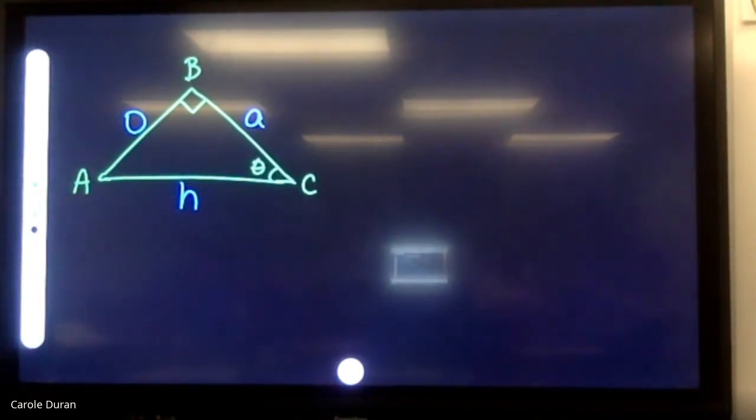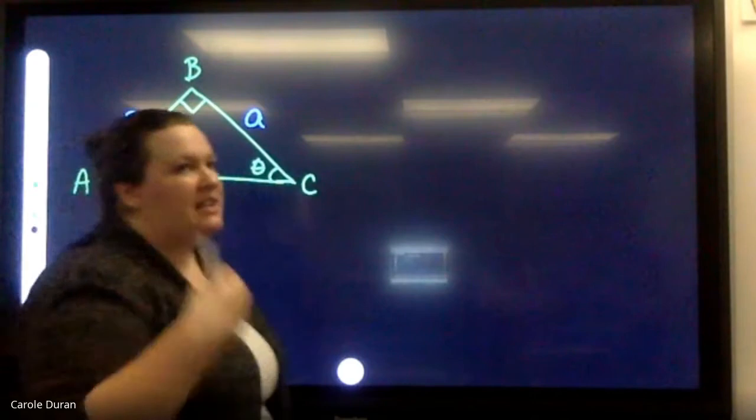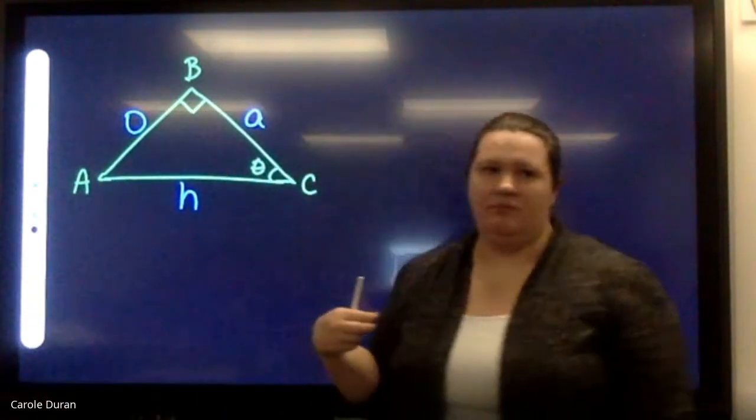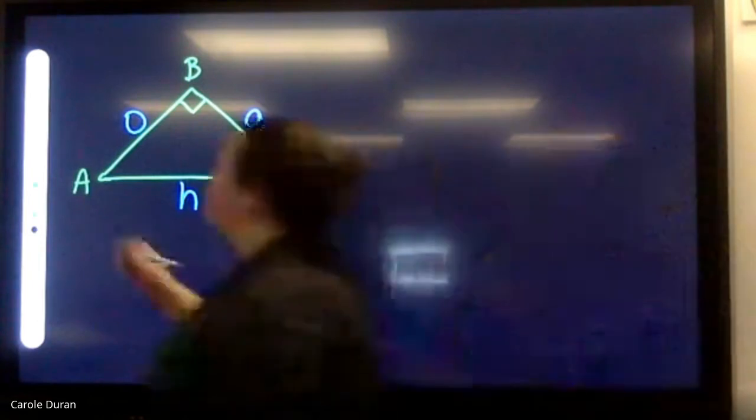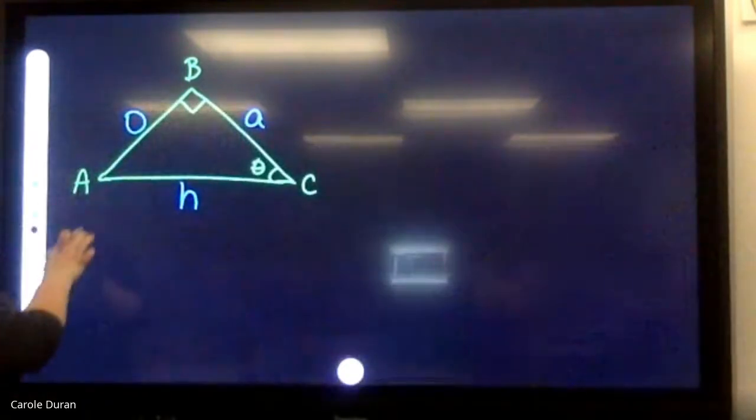Do we need to do more of these? No. Or are you okay? Okay. Is anybody confused about opposite, adjacent, and hypotenuse sides and identifying them based on the given angle? We're good. Okay. So now we will understand why that's important.